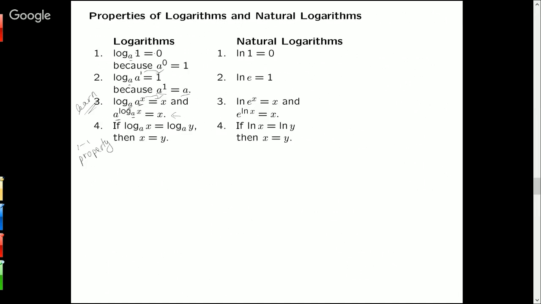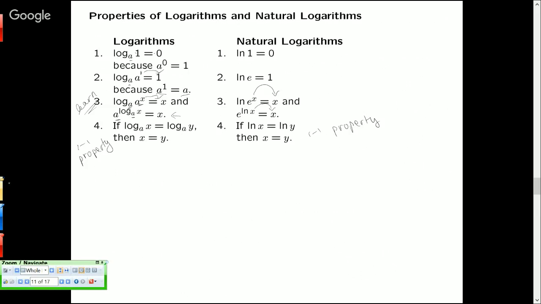In terms of natural logs, this means that the natural log of 1 is 0, the natural log of e is 1, and ln of e to the x brings the x down, and e to the ln of x brings the x down. And then our one-to-one property. Okay, so those properties you're going to want to know. They're just basic properties. Memorize them.